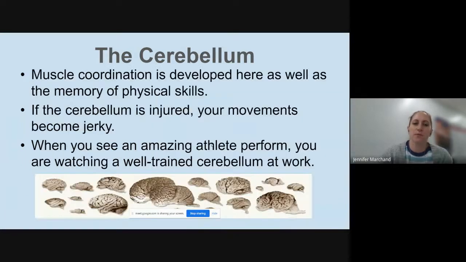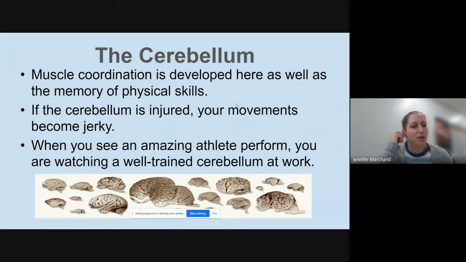In the back of the brain, we talked about the cerebellum. This is where muscle coordination is developed, as well as the memory of doing physical skills. It's like you learn how to ride a bike, and then you continue to know how to ride a bike. That is the cerebellum back here, because that muscle coordination is just ingrained in your brain.